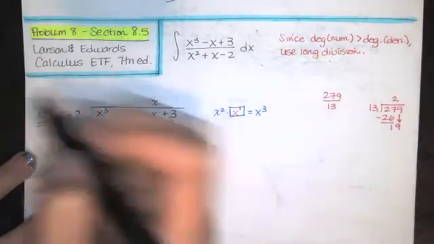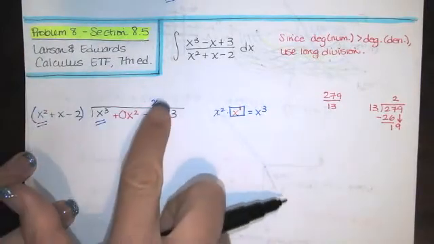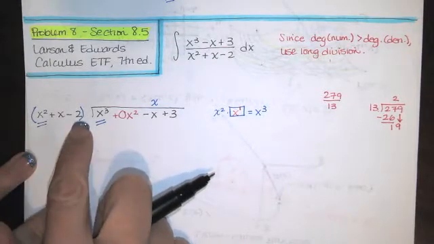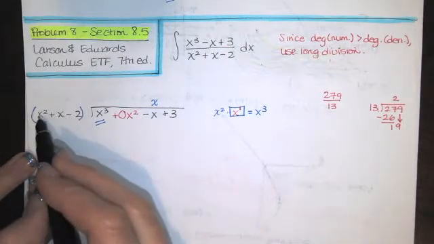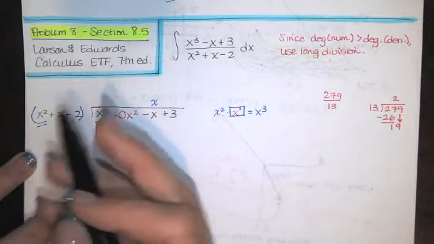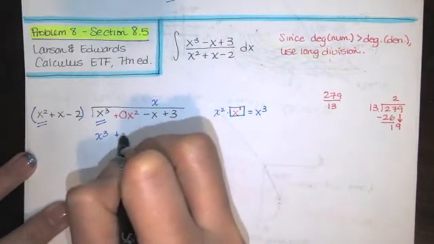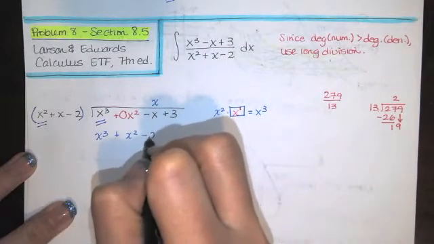We're going to do the same thing, except this time we're going to focus on the whole divisor. We're going to say x times the quantity x squared plus x minus 2. You're going to multiply. Remember, you've got a polynomial here with multiple terms. You'll have to distribute that x. X times x squared is x cubed. X times x is x squared. X times -2 is -2x.